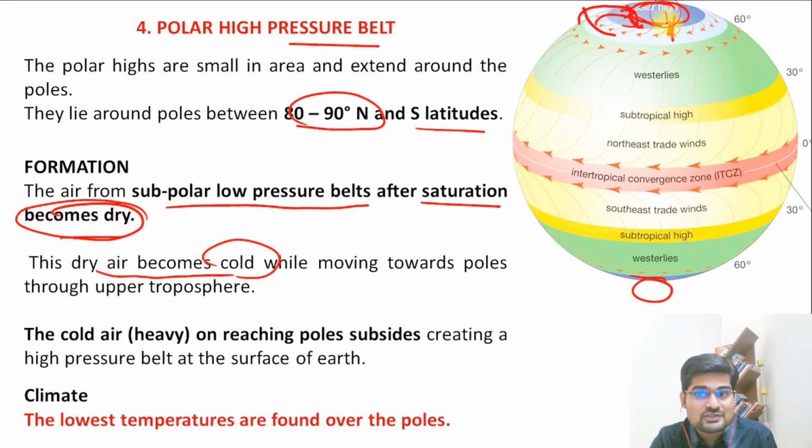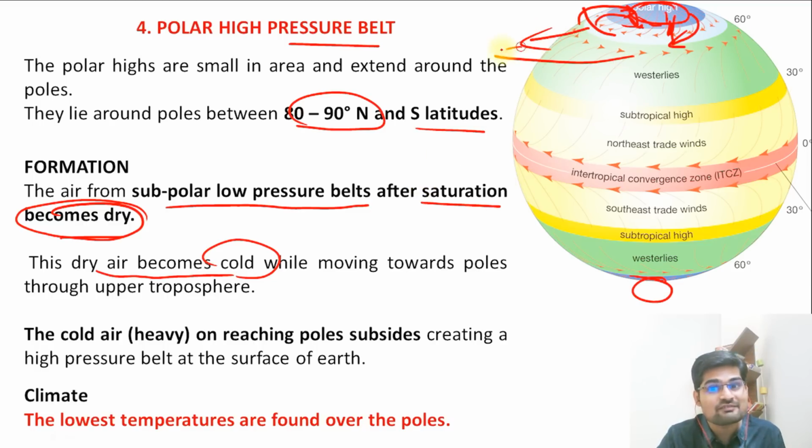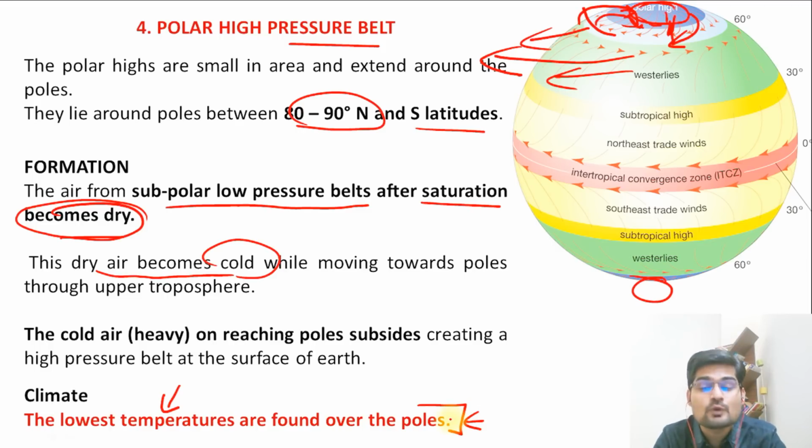Right? And in a high pressure situation, again what happens? It pushes the wind, and that's why polar easterlies are formed. And the easterly direction is because of the Coriolis force, rotation, deflection in this particular direction as we see. So this is the entire mechanism of polar high pressure belt formation, and it has a very low temperature that is near the polar areas that we already know. So this is the high pressure belt at the poles that we discuss.